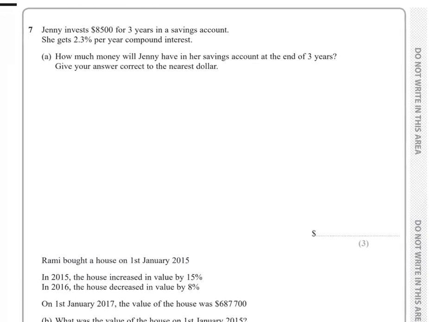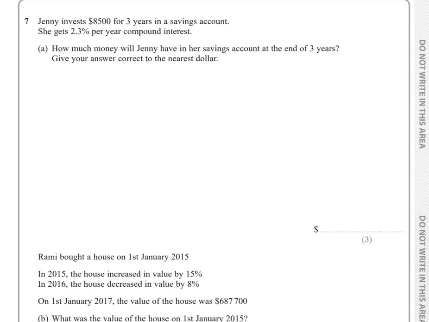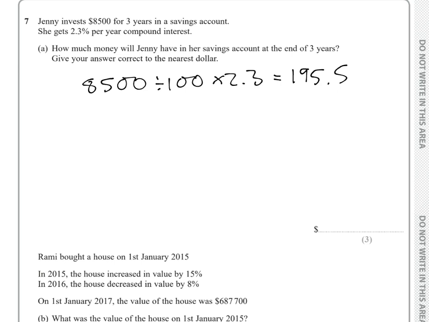Okay, Jenny invests $8,500 for 3 years in a savings account. She gets 2.3% per year compound interest. How much money will Jenny have in her savings? So 8500 divided by 100 times it by 2.3 is $195.5. So after 1 year, add that on.